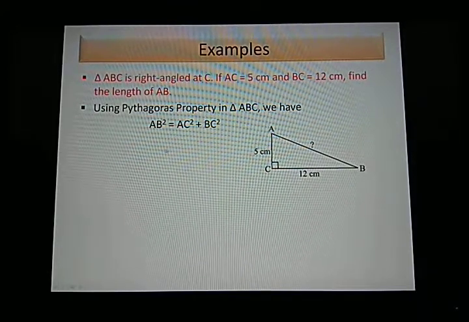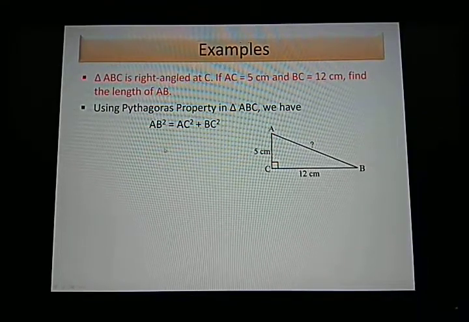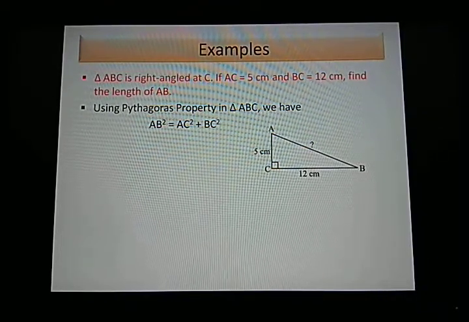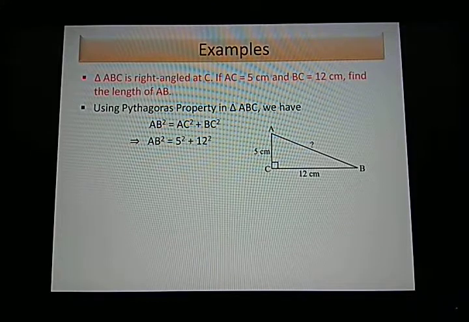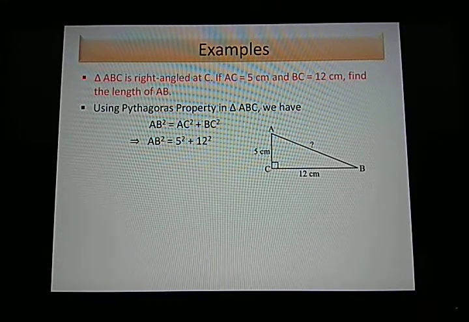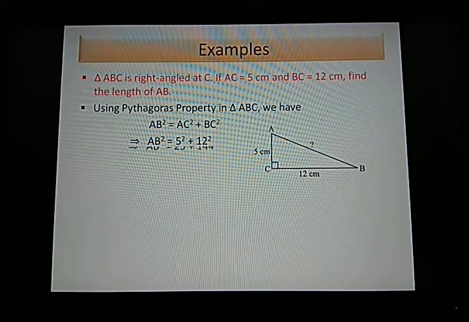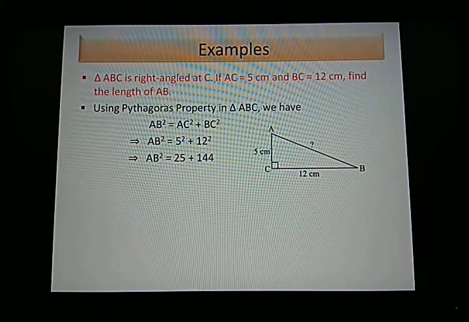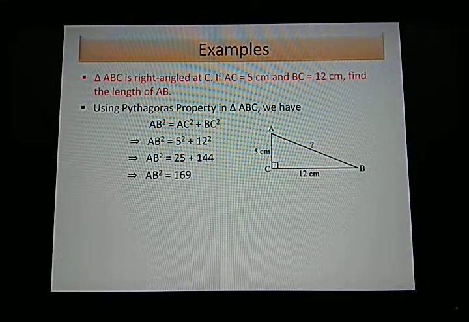So here we have to now find out the length of the side AB. So we'll put down the value of AC, that is 5, we'll take the square of it, and BC is 12, we'll take the square of it. So we'll get 5 square is 25 and 12 square is 144. Now if we add them, we'll get 169.